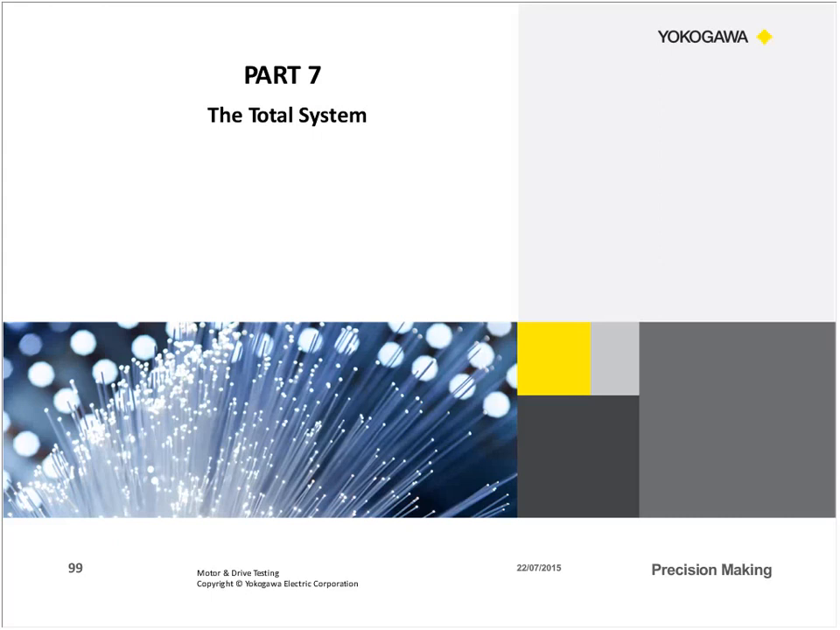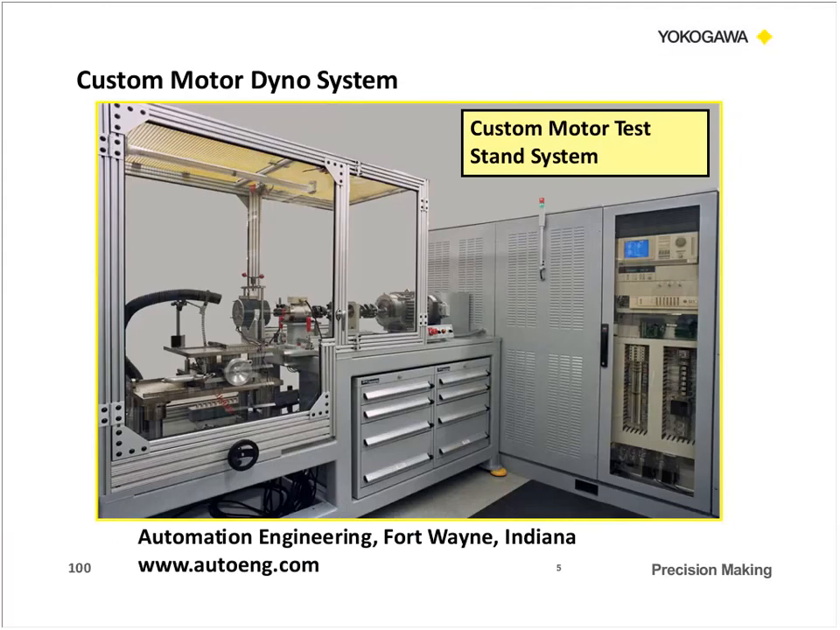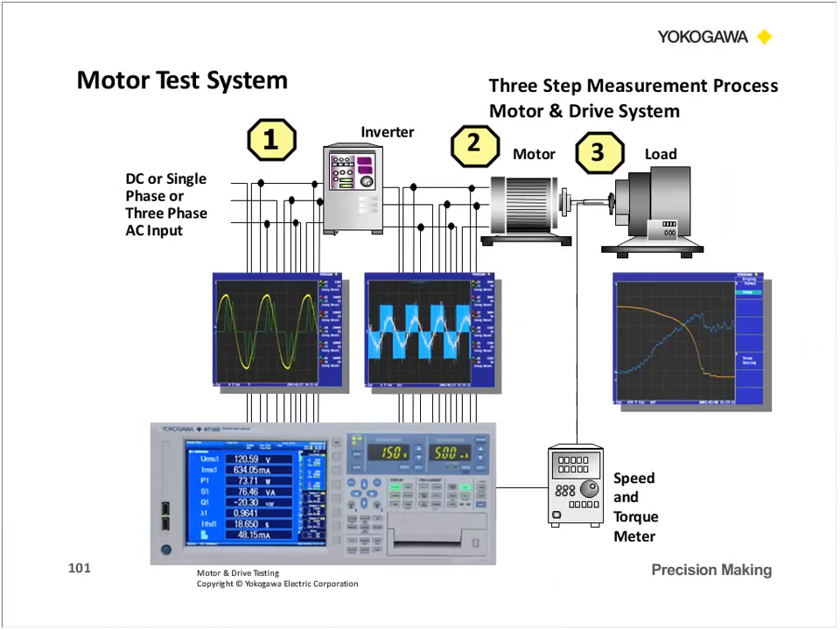Let's look at the total system here. Here's a custom motor test stand. It was built by Automation Engineering up in Fort Wayne, Indiana. The motor and all the tests and loads and everything on it, and their instrumentation rack. So we're looking at the input power. Remember, this could be DC, single phase or three phase. Looking at the output of the inverter, and then looking at the mechanical power.